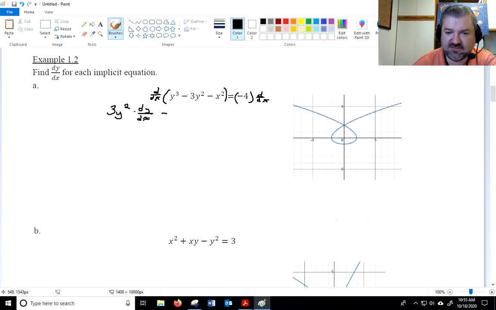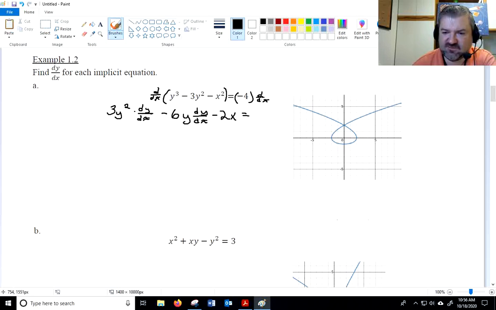All right, I'll bring down the 2, and it becomes a 6y to the first times the derivative of the inside, which we know is dy dx. Then minus 2x times dx over dx. Well, what is dx over dx? It's just 1. So do we need to write it? I don't think so. We don't need to write it this time.